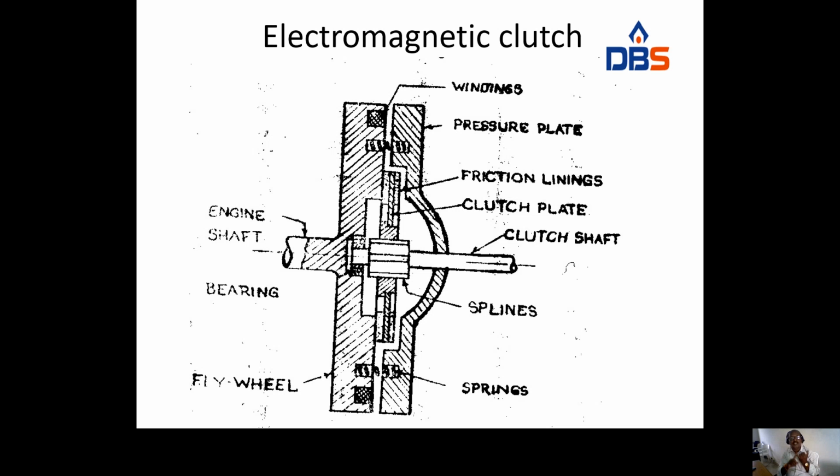With this, we have discussed different types of clutches: single plate clutch, multi-plate clutch, centrifugal clutch, and electromagnetic clutch. These are the 4 important clutches we are using nowadays in different vehicles. With this, today I will close this session. Thank you.